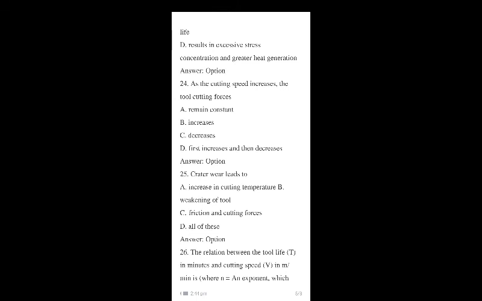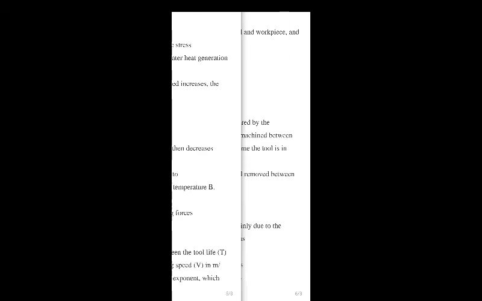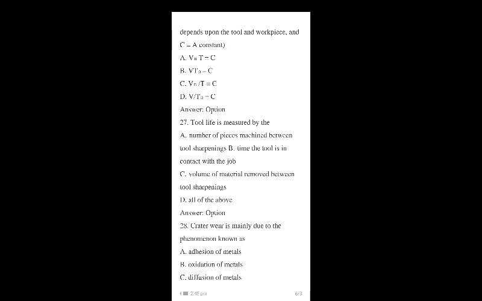As the next question, as the cutting speed increases, the cutting tool forces decrease. Next question, greater wear leads to... here D option is there. That means it leads to the above three effects. Okay, so 26 number question, the relation between the tool life in minutes and cutting speed in meter per minute depends upon the tool and workpiece. Okay, so the correct answer is option B, VT^n = C.